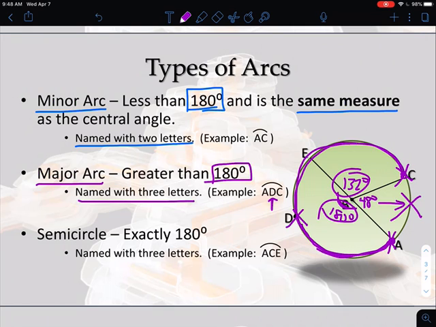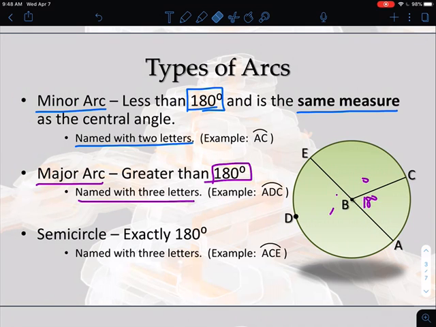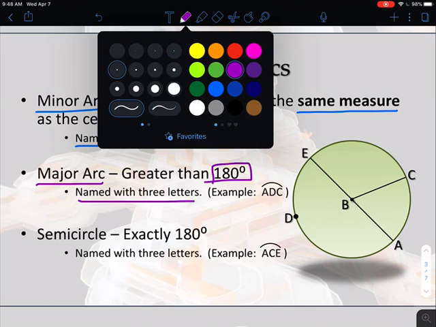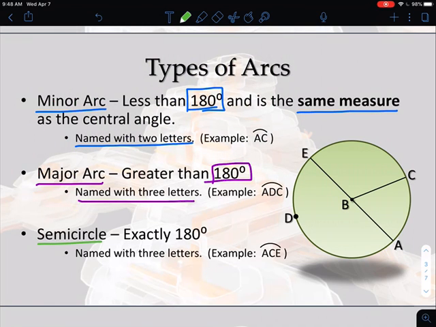The last type of arc is called a semicircle. In the semicircle, we're going exactly halfway around the circle. So for the semicircle, we're exactly 180 degrees, exactly halfway around, which will typically happen with a diameter. So if I have a diameter in my circle, I'm going to automatically create a semicircle.